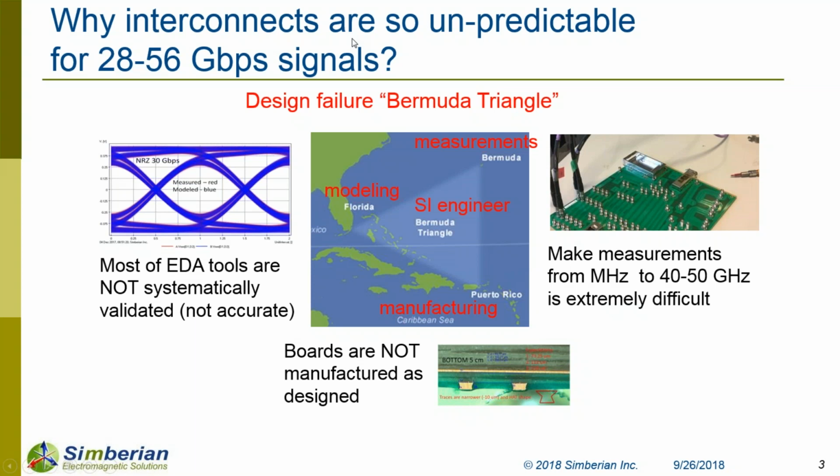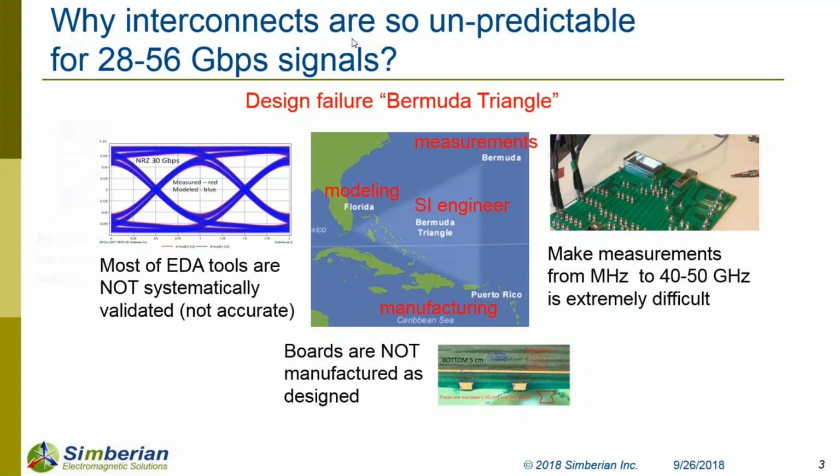There are some geometry adjustments and things that we don't have full control over. Also, making measurements from DC up to 40, 50 gigahertz is extremely difficult, in the sense that not all instruments are suitable for this task. You have to find really good phase stable cables, connectors, etc. So it's a really daunting task.